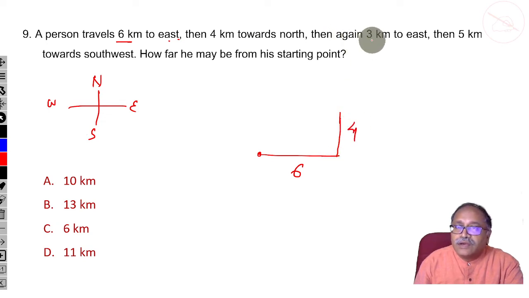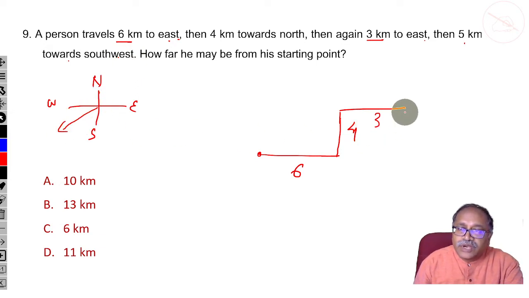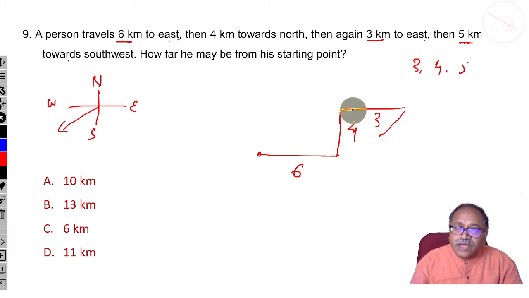Then he goes 3 km towards east. So it is 3 km east. Then 5 km towards south west. So this is what the southwest is. This part is southwest. How many kilometers? 5 kilometers. Now you can see the 3, 4 and 5 here, a right angle triangle.